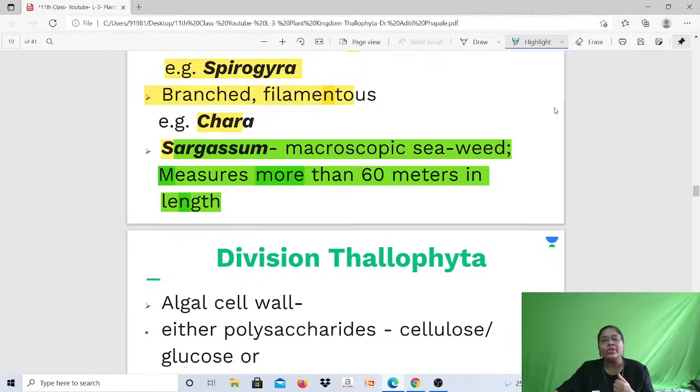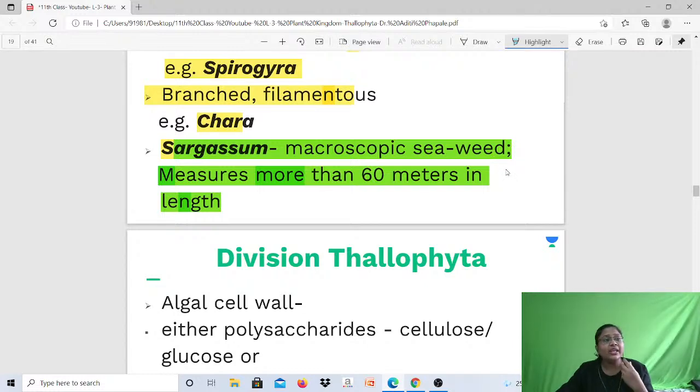So it's a macroscopic seaweed. Macroscopic means what? It is large. Macro means the structure is large. You can see it by your naked eyes. So macro means large. Uske baad seaweed. Sea mein hota hai, of course. And weed is unwanted plants. We do not grow these plants. ठीक है, for our benefit, for our purpose.